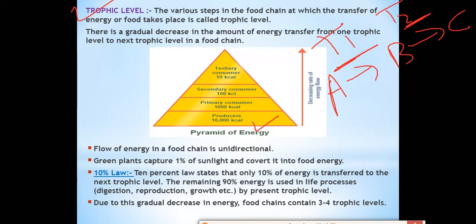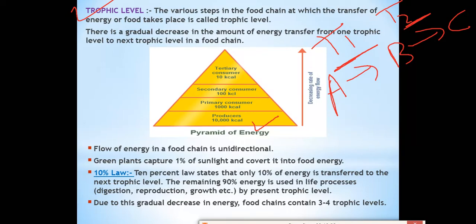So the producers are transferring that energy to the primary consumers, and after that 10% of the energy is transferred to them. So they are having 1000 kilocalorie of energy. Again, that energy is transferred to the secondary consumer. So they are again having 10% of the energy, 100 kilocalorie. And at last we have the tertiary consumer, the last level of the consumer, who are getting only 10 kilocalorie of energy. So we can see that as we go from top to bottom, the energy decreases in our trophic level.